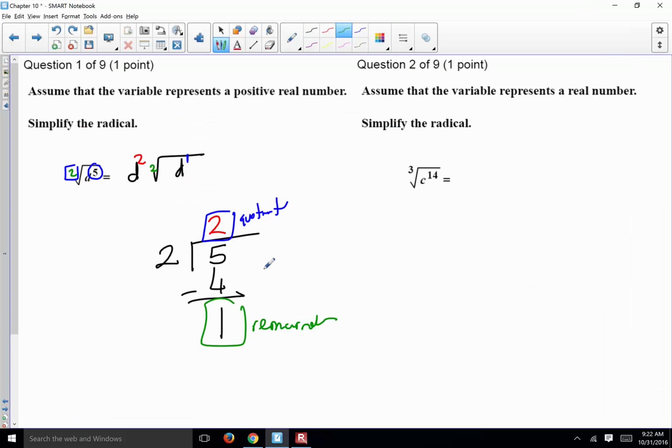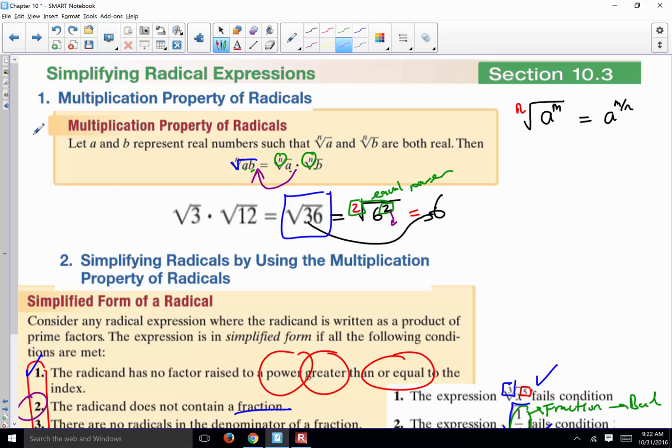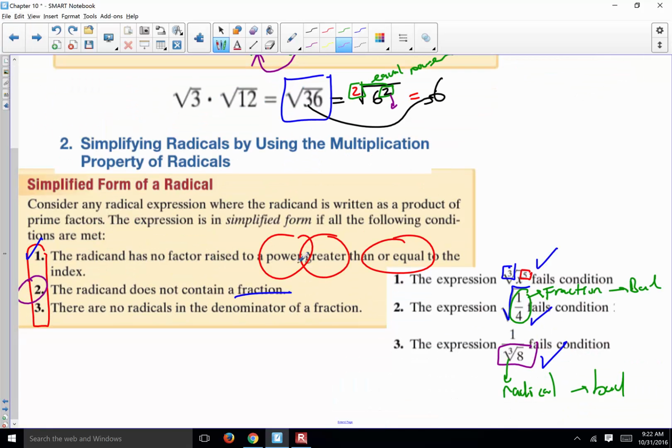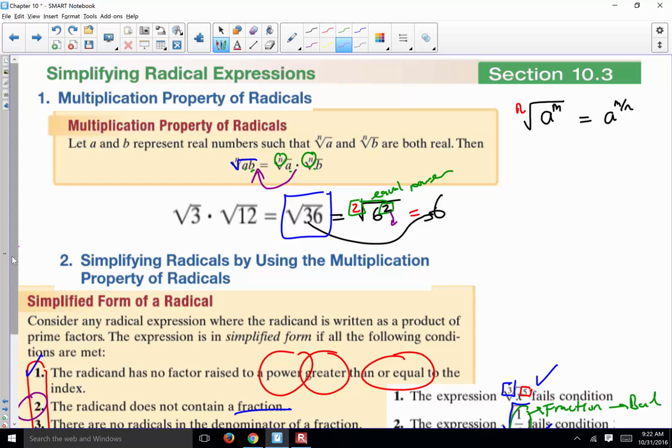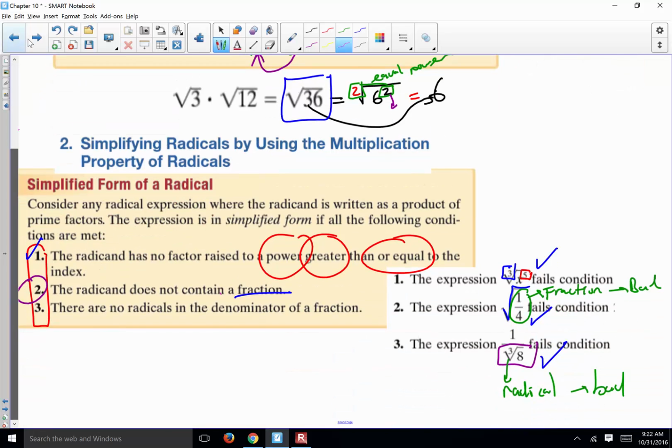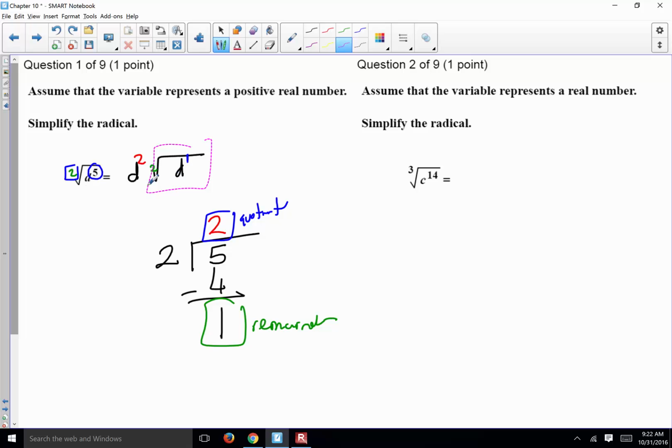Again, I do the final check this way. Focus on the radical. Do you see any power greater than or equal to the index? No. 1 is less than 2. We're safe. Do you see any fraction inside? No fraction inside. Do you have any denominator with radicals? No. So all 3 requirements check out. Okay? So let's quickly do this question as well.